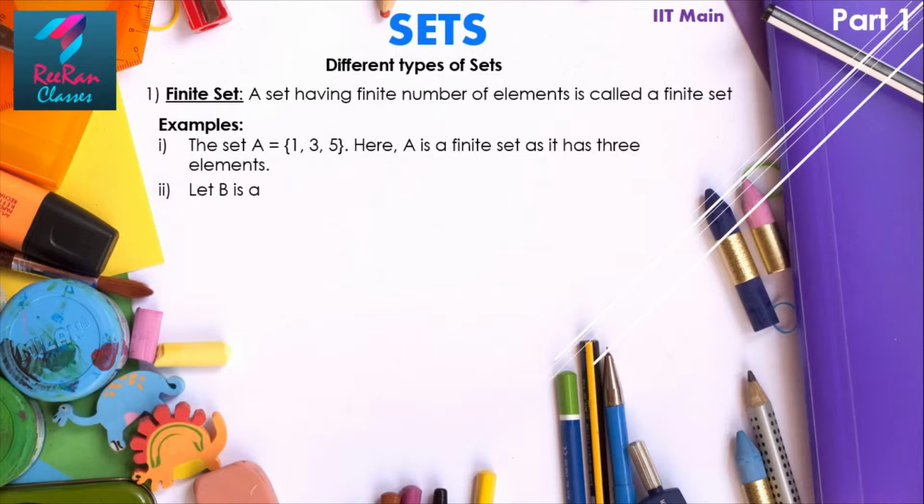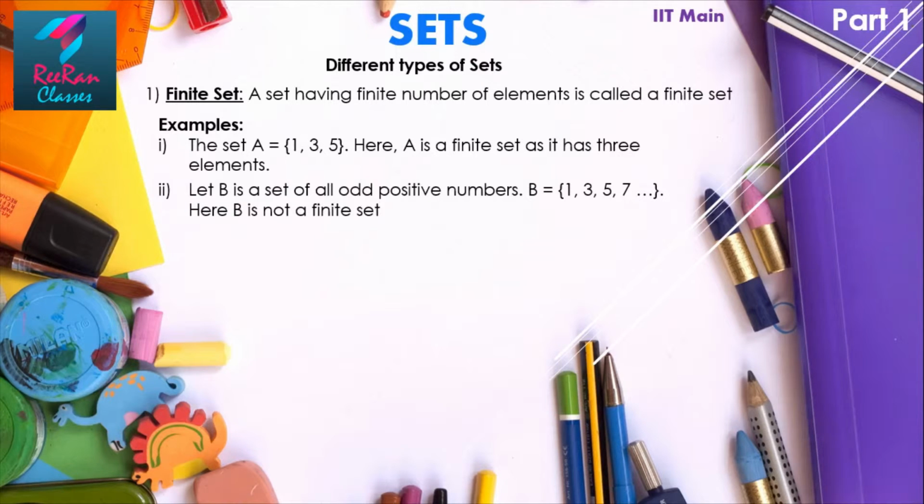Second example, let B be the set of all odd positive numbers. So B is equal to {1, 3, 5, 7, ...}. So here we can say B is not a finite set. Why? Because we cannot count the number of elements. Here odd positive numbers are infinite, so this is not a finite set.